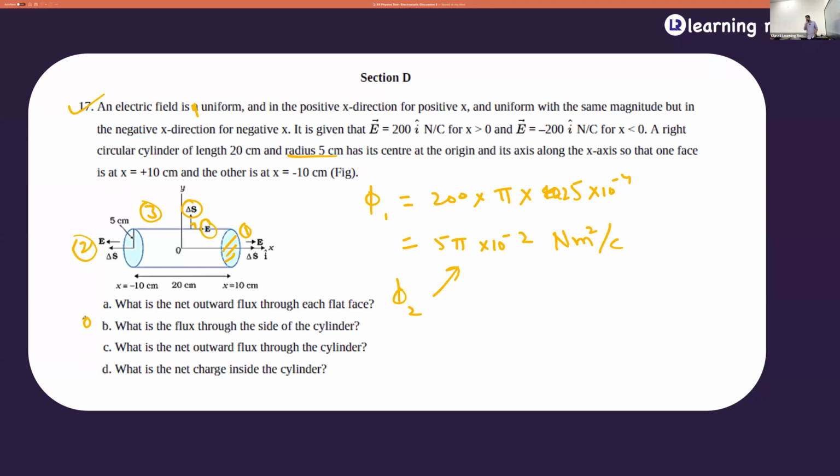So what is going to be the net flux? It will be 10 pi into 10 power minus 2, that is pi into 10 power minus 1 Newton meter square per Coulomb. You asked me the other day, no? Did you write pi into 10 power minus 1 or only pi? That's good.